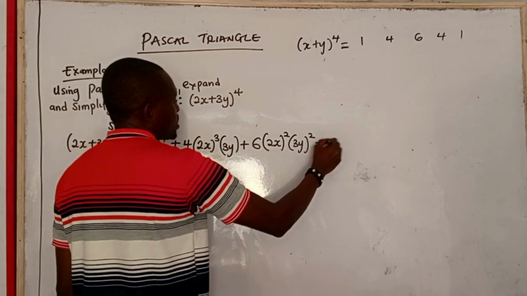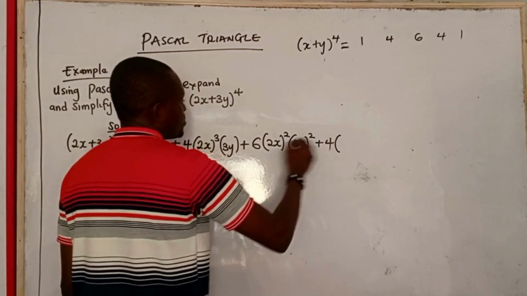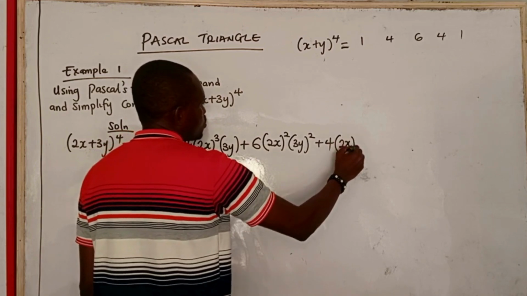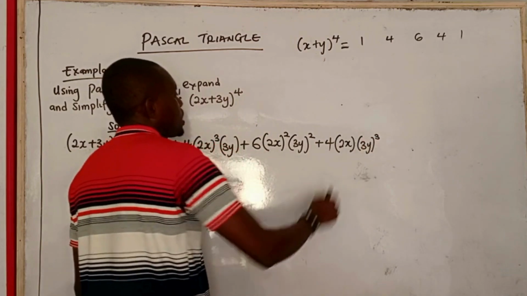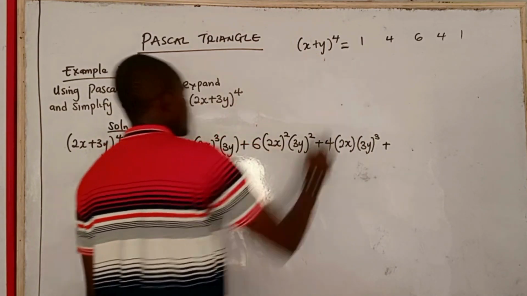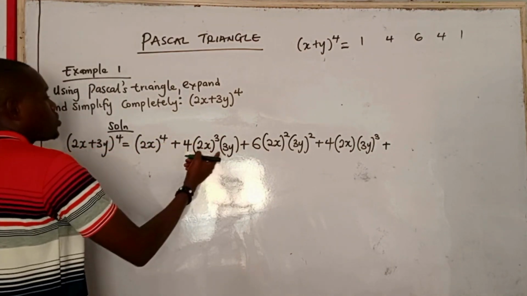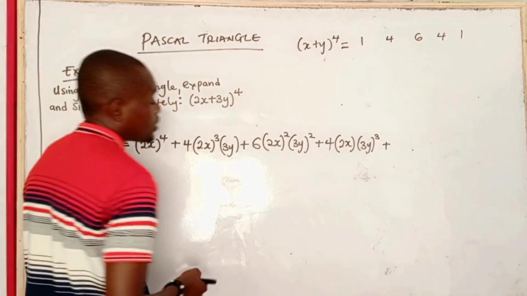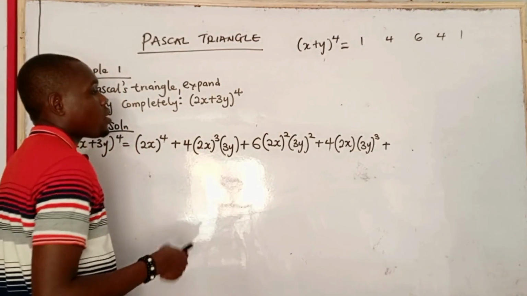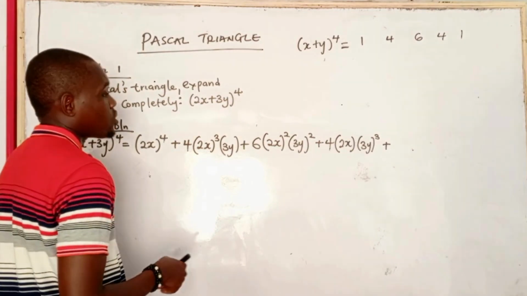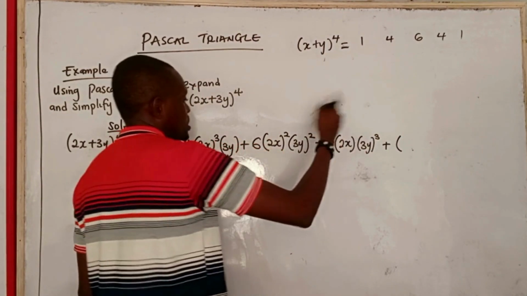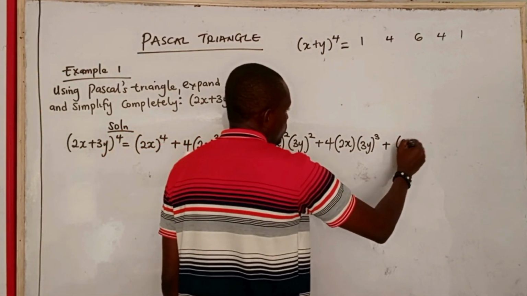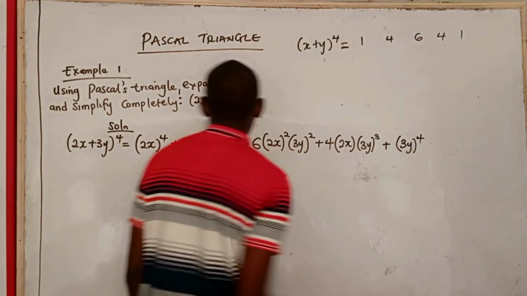Then the next coefficient there is 4. We have the power of x will reduce by 1, and the power of y will increase by 1. And then the last one, the coefficient there is 1. So the power of x will reduce to 0. And any number or any letter to the power of 0 is 1. So that means the power of y is the only one that will increase here. So we are going to have this to the power of 4.